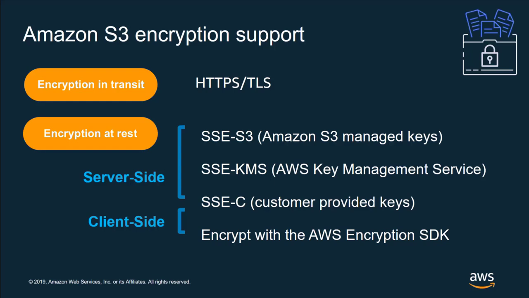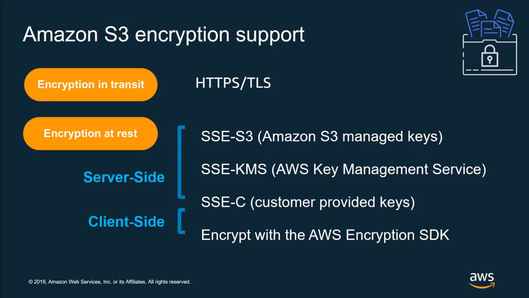Now, in encryption at rest, we have multiple options, and it really comes down to what level of control you want, control versus simplicity in terms of management. For encryption at rest, there are two types: server-side encryption and client-side encryption. The most common that customers use today is server-side encryption. The most common two are SSE-S3 and SSE-KMS, or Key Management Service.